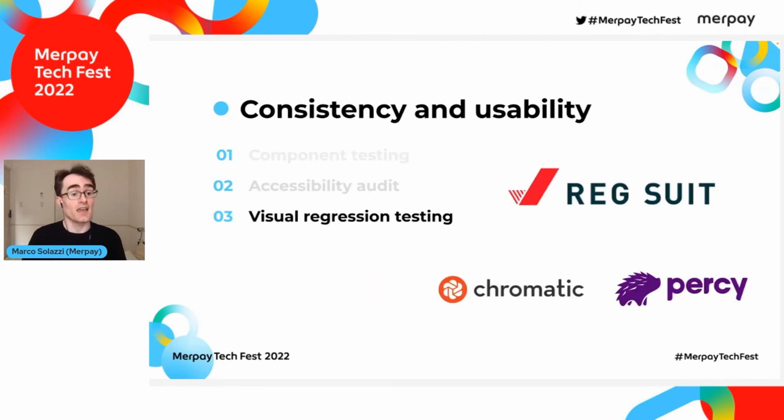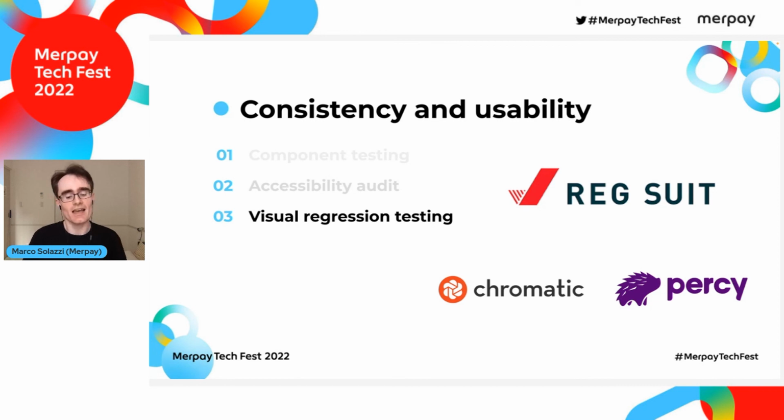The third and last area is visual regression testing. This is very critical to ensure that the UI looks good and that our PRs don't break anything. Our current setup uses Reg Suite. The merit of this tool is that it is self-hosted. So it is very flexible and can be hosted basically everywhere. Of course, because it is self-hosted, there are some demerits. The most important one is that it might take some time to configure the whole workflow.